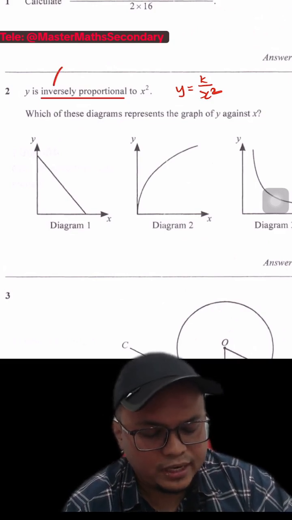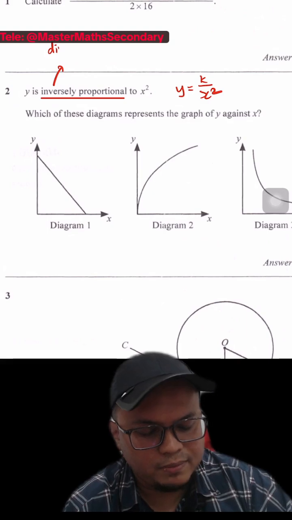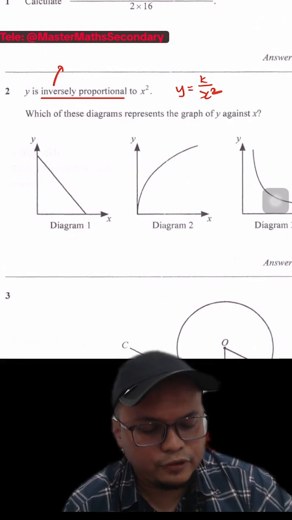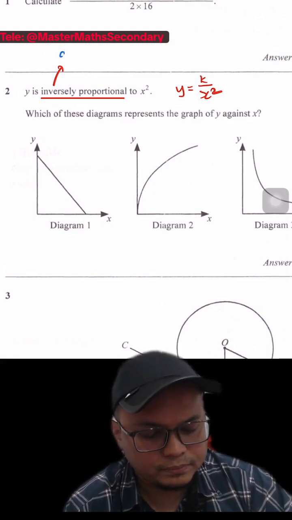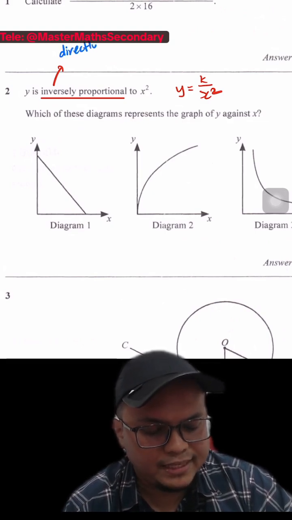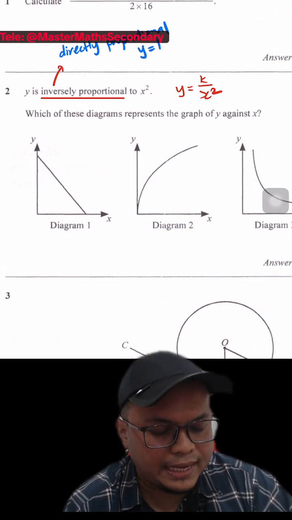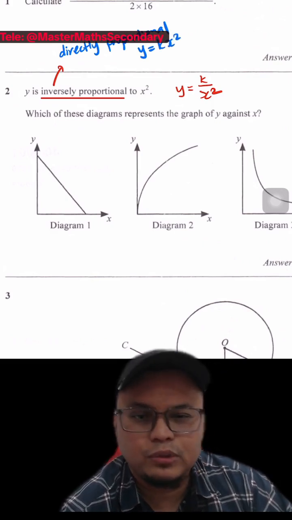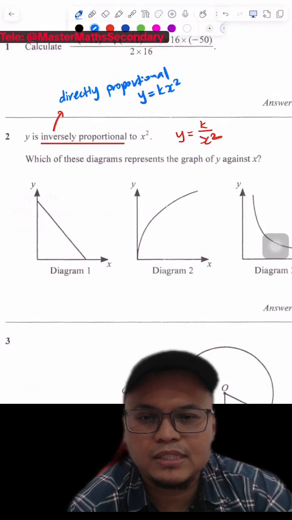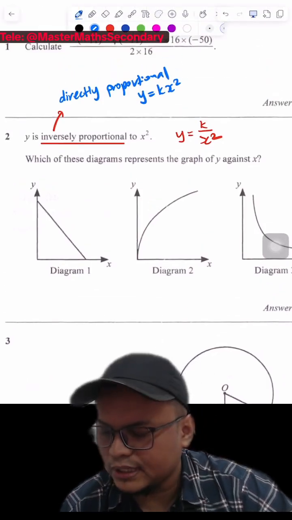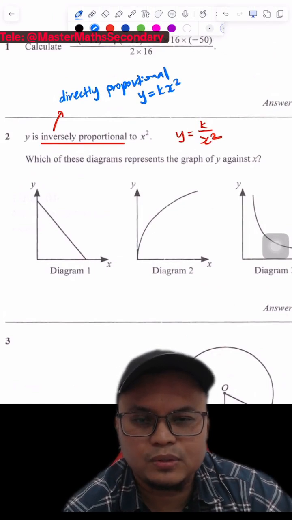If it's directly proportional, maybe let's use another color. For directly proportional, if they tell you it's directly proportional, then y equals k times x squared. So directly proportional is y equals k times x squared, inversely proportional is y equals k over x squared.